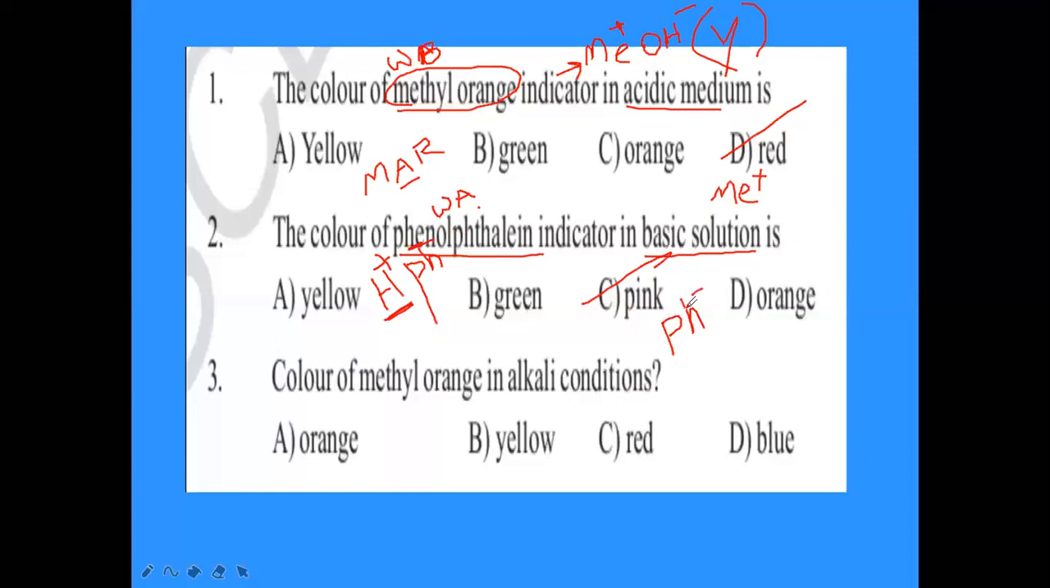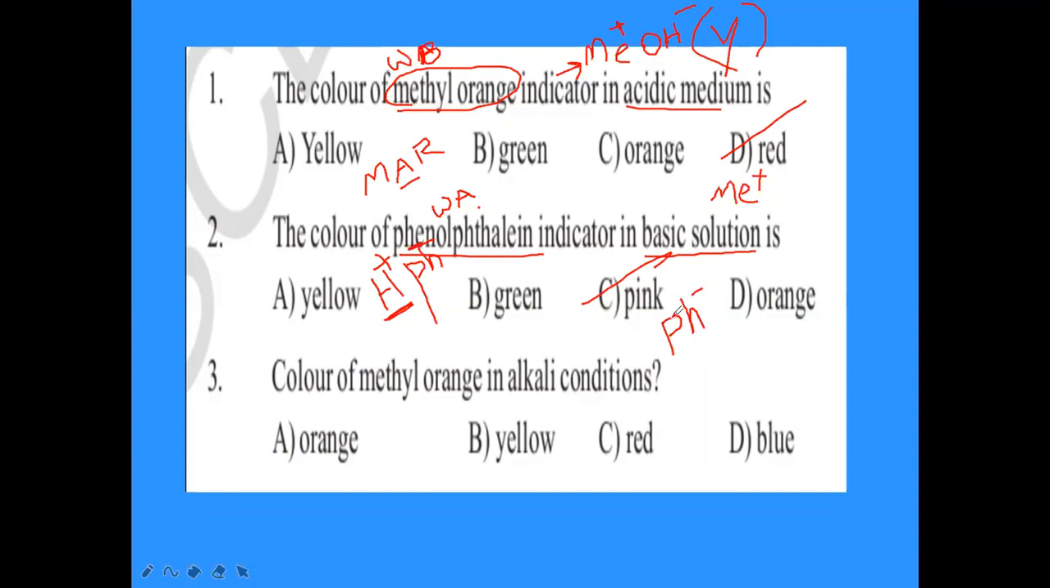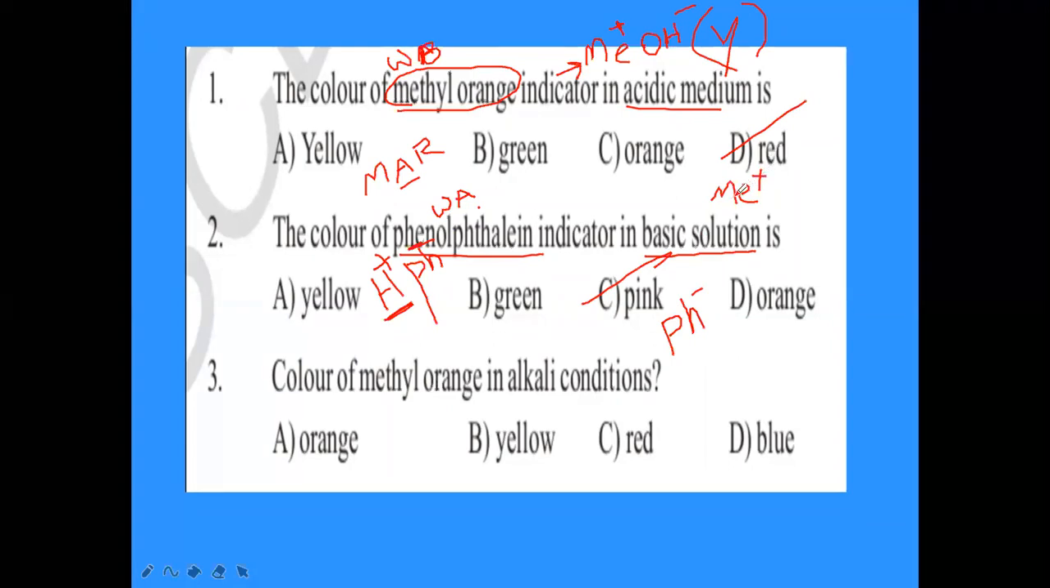The pH minus anion of phenolphthalein molecule will have which color? Pink color. So remember that the red color is for the cation of methyl orange. The cation of methyl orange will have red color. It will be produced only in acidic medium.